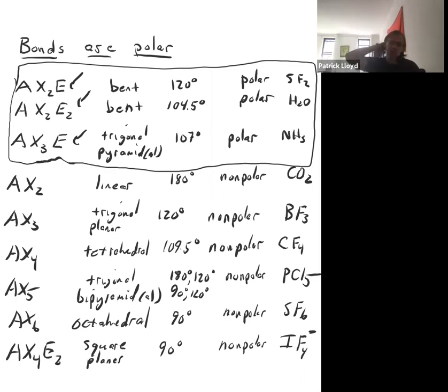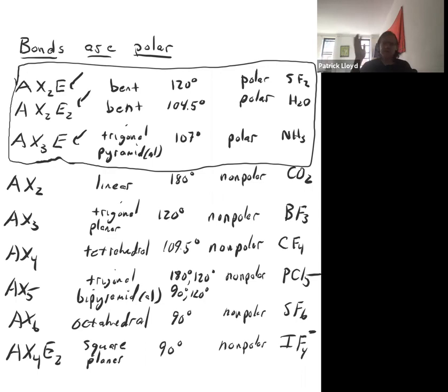So the ones that are polar tend to be the ones that are bent and the ones that are trigonal pyramidal, okay? That's assuming, of course, that the bonds are polar, and it's assuming that all the surrounding atoms are the same, right? So what happens is if you have different surrounding atoms, the bond polarities don't cancel out, and so it ends up being polar.